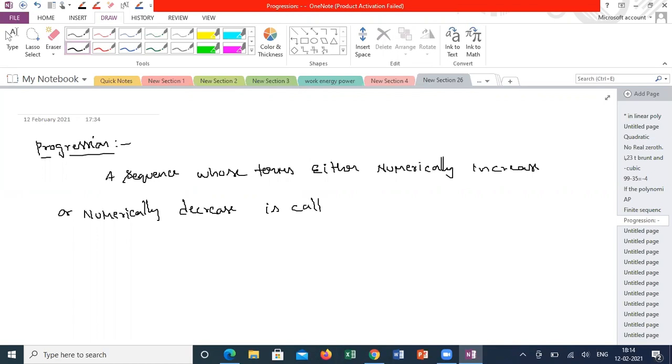Progressive means some change should be there, and that change should be fixed. It's called a progression. That means either it should increase or it should decrease. You should not say one time it is increasing, one time it is decreasing. So, for example, what sequences can we say? 3, 7, 11, 15, and so on.